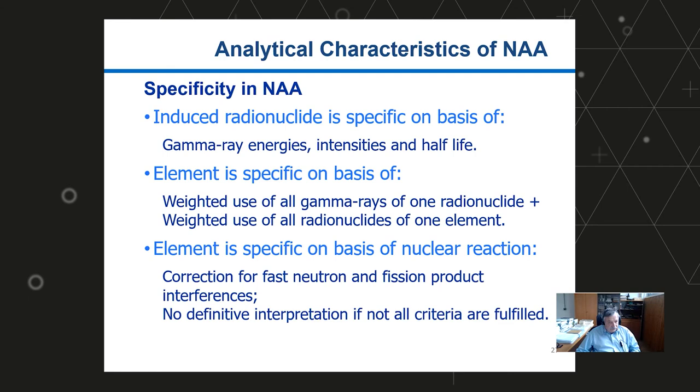Now coming to analytical characteristics of the NAA. So what is specific? We induce radionuclides. Each has specific gamma ray energies, specific intensities, and specific half-life. And then we can measure different gamma energies of one radionuclide, and since one element may produce several radionuclides, we can also take into account the weighted average of all the radionuclides. Of course, we have to correct for fast neutron fission product interferences which are specific for the method.